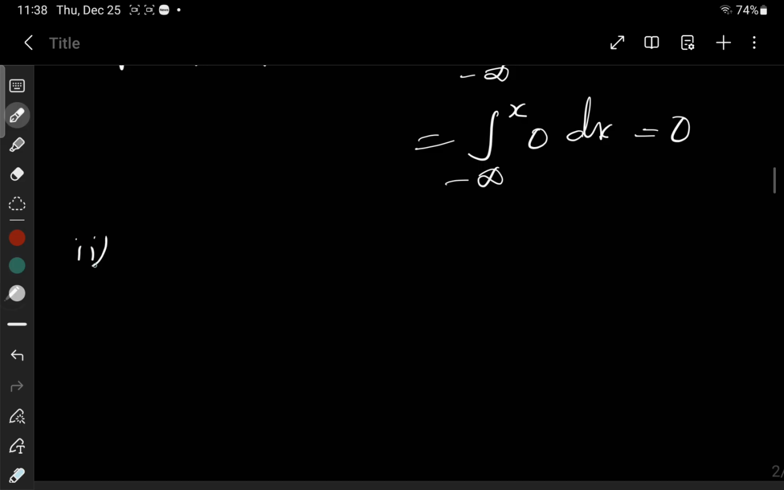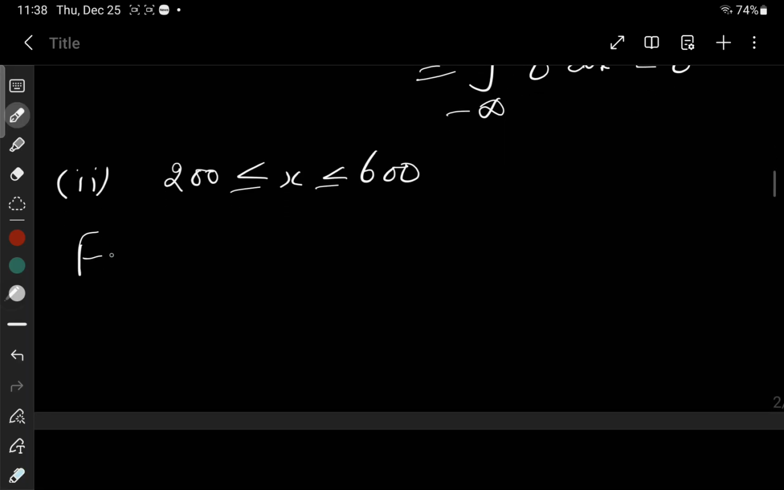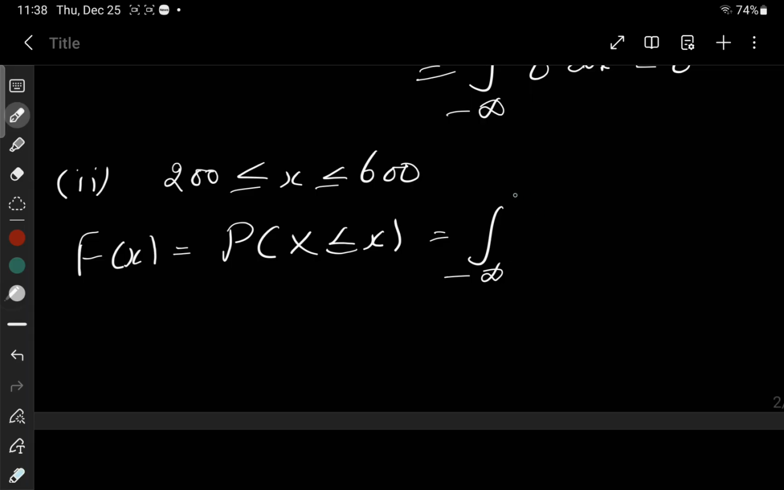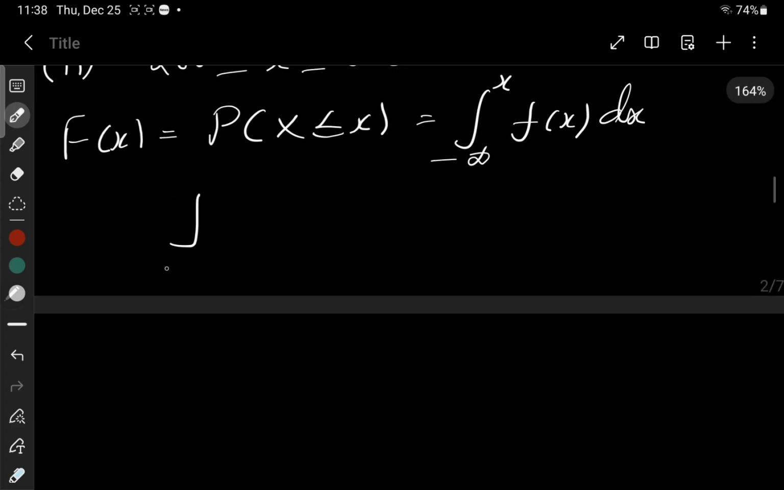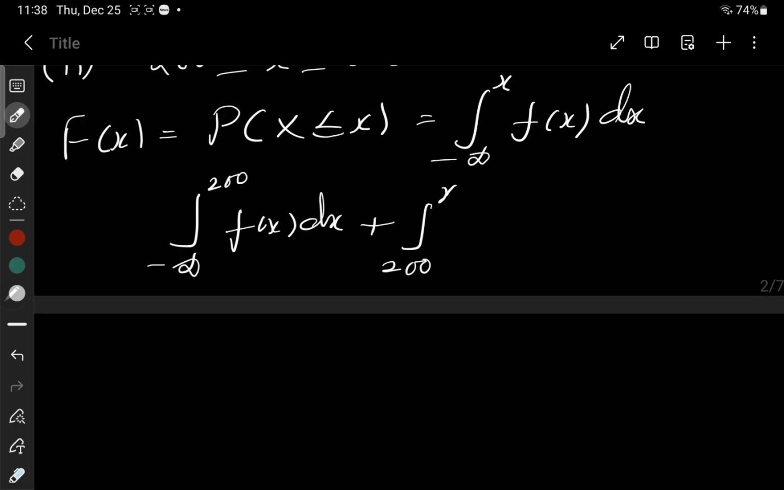Second case, what would happen for x greater than or equal to 200 and less than or equal to 600? That is capital F of x is equal to P of X less than or equal to x. This is equal to the integral from minus infinity to x of f of x dx. So I split the limit. Lower limit is minus infinity to 200 of f of x dx, plus then 200 to x.